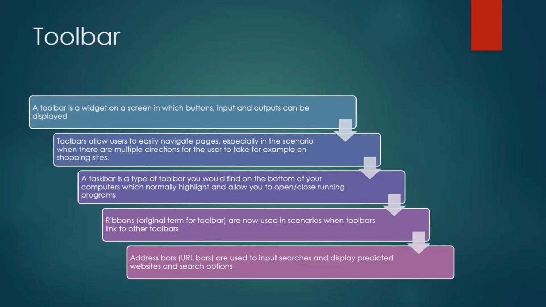The toolbar is normally a widget that's just displayed on the screen with buttons, mainly input and output buttons that can be displayed. Toolbars allow users to easily navigate through different pages, especially in scenarios when there are multiple directions users can take, such as on a website.